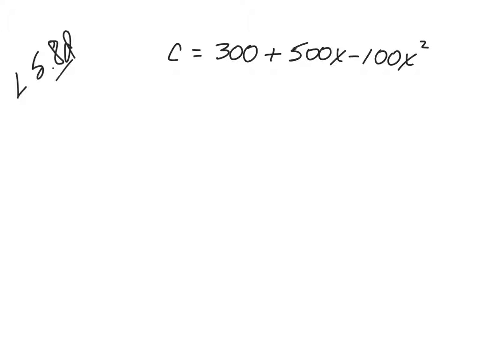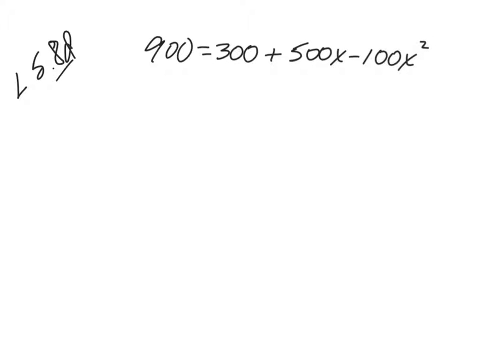Okay, so they give you that formula. How many items were manufactured if the total cost is $900? So this C means cost. So we're just going to replace that with $900. Okay, and what we're looking for is X. So that's all we're doing with this one.